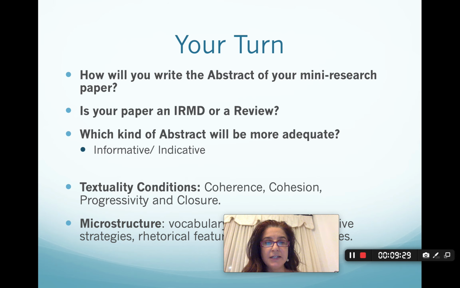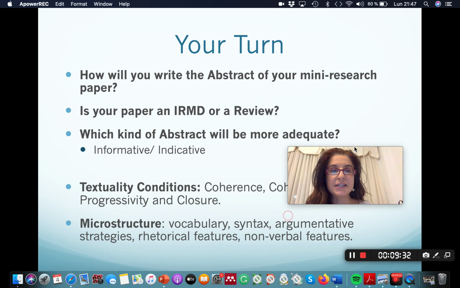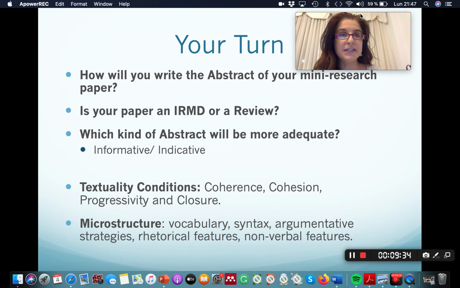And then don't forget that any time when we write a text, those texts have to follow the macro structure that is typical of that particular genre. If it is an abstract that is informative, you will have a particular macro structure, and if it is an indicative one, you will have a particular macro structure. Then you also have to comply with the textuality conditions: coherence, cohesion, progressivity, and closure. And you shouldn't forget that it's also important to pay attention to the microstructure, to the choice of vocabulary, syntax, the argumentative strategies, the rhetorical features, and the non-verbal features, everything that is conforming what we call a text, right?